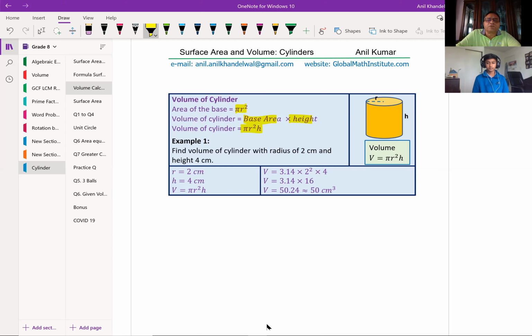So the very first question for you is: find the volume of a cylinder with a radius of 2 centimeters and a height of 4 centimeters. So what will be your answer? Okay.